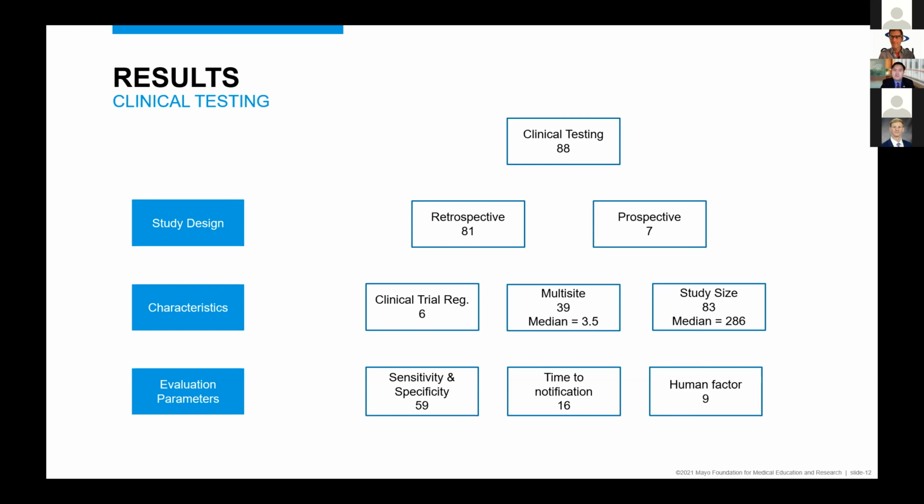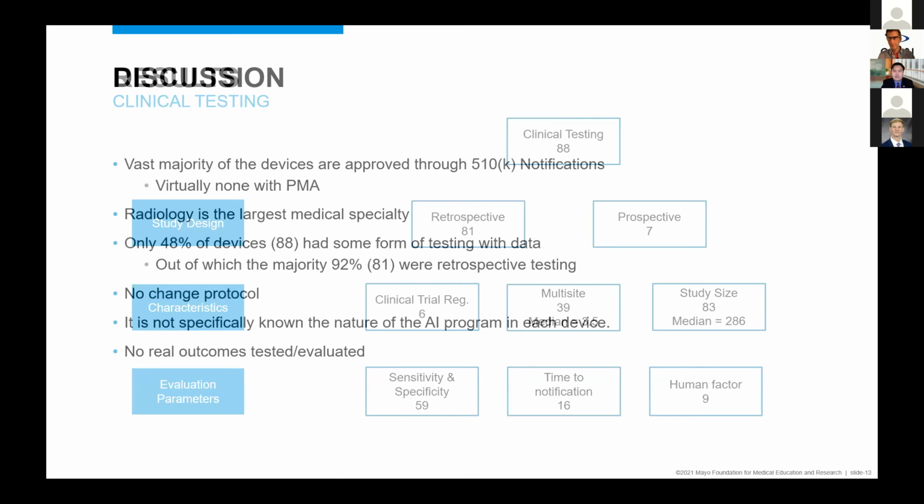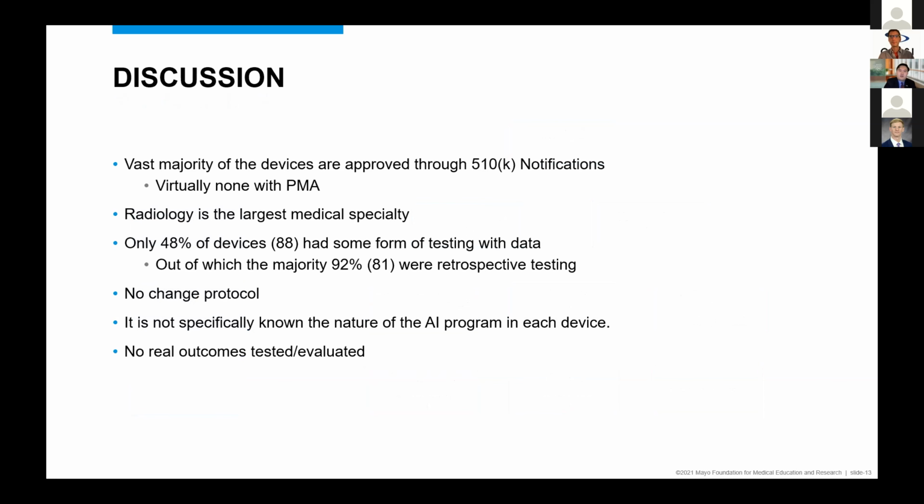The specific endpoints or evaluation parameters used by these devices were mostly in the form of sensitivity and specificity. Some discussed their devices' time to notification or time to open, and still fewer conducted human factor testing, such as ease of use or training. Next slide, please.